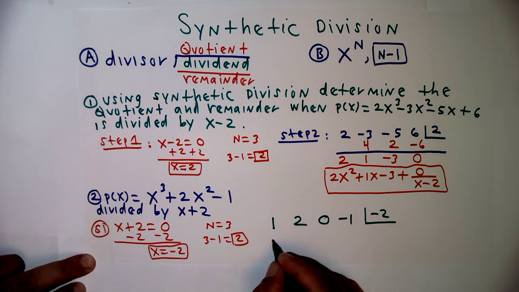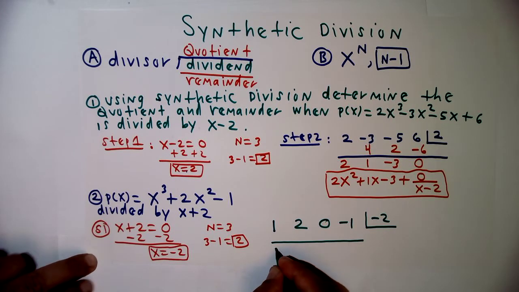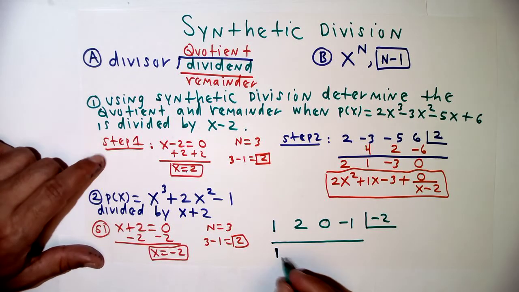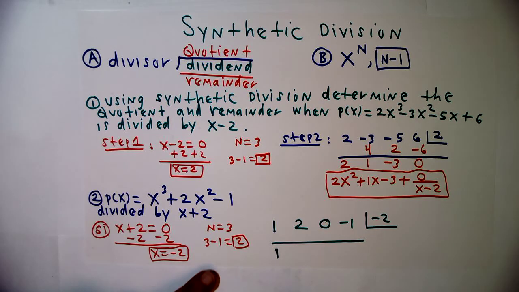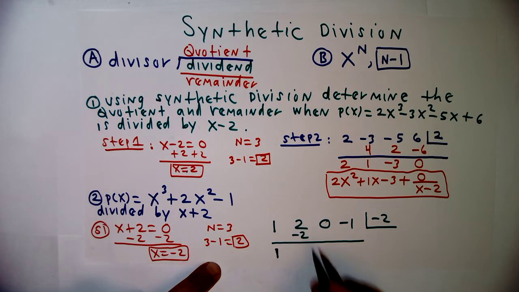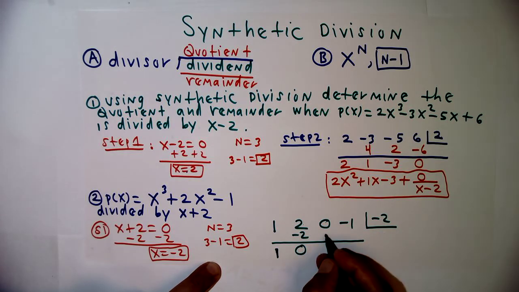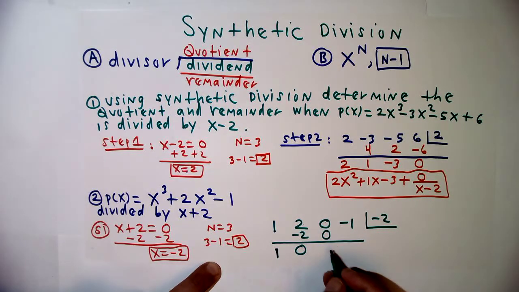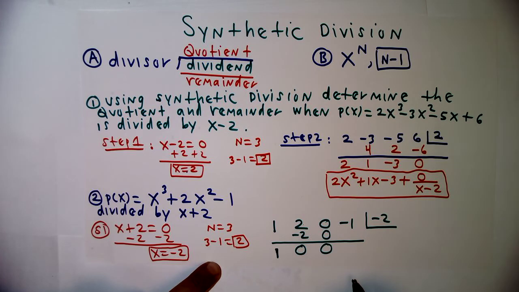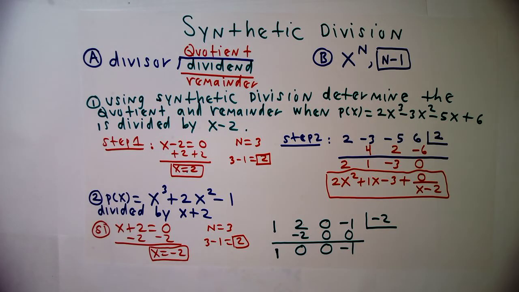Just like how we did before, you always bring down this number here, the leading coefficient, which is basically 1. And you start multiplying here. So -2 times 1 is -2. Combining 2 minus 2 gives you 0. -2 times 0 gives you 0. When you combine this here, you get 0 once again. -2 times 0 gives you 0, but when you combine this here, you get -1.